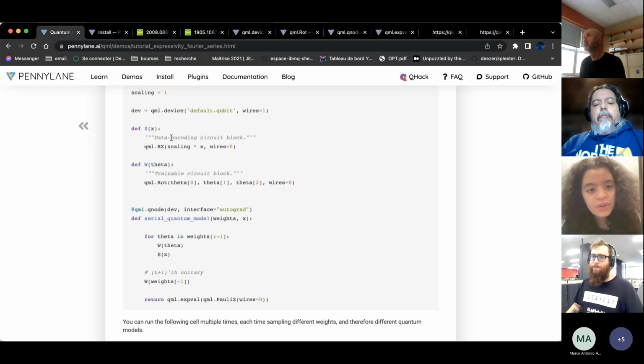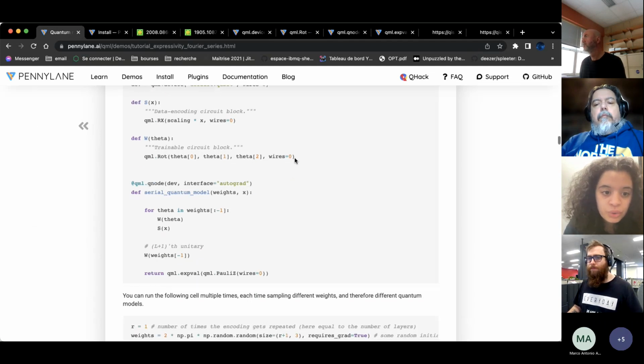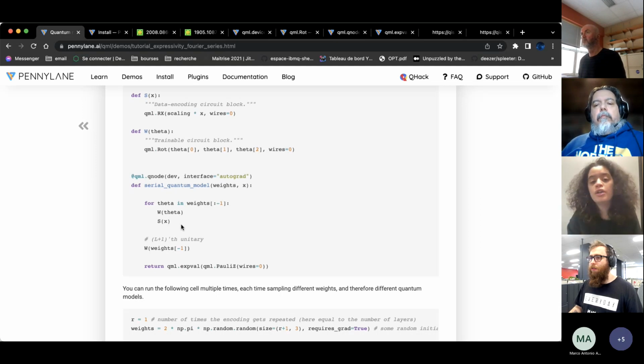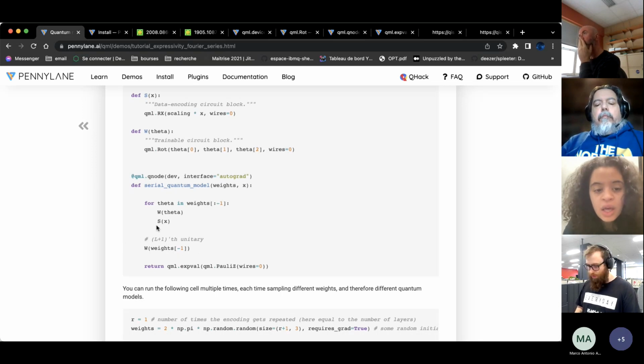All right. So now that we've defined the S block and the W block, what we're going to do now is define the actual quantum circuit. With PennyLane, you do it by calling QML QNode, and then you define the quantum model. They called it a serial quantum model with a certain number of weights. So they are going through each weight except for the last one, creating the layers as we saw earlier: a W block followed by an S block. The reason we're not taking the last weight is because, if you remember, the last layer is only a W block. So they're creating the exact same circuit as what we saw earlier.